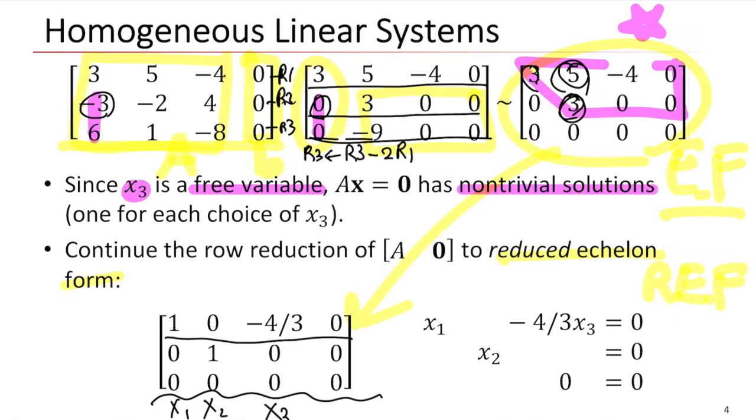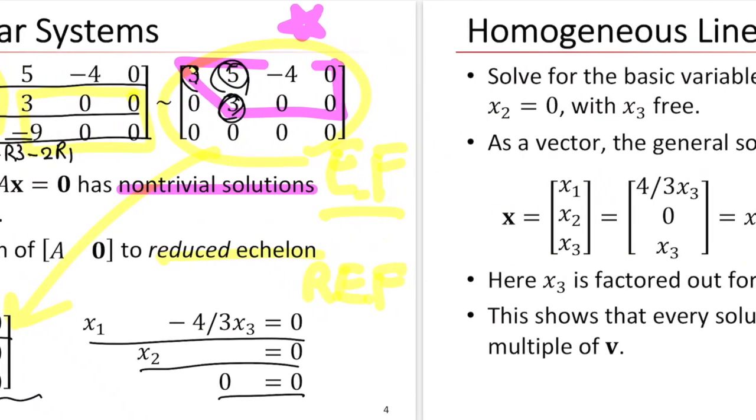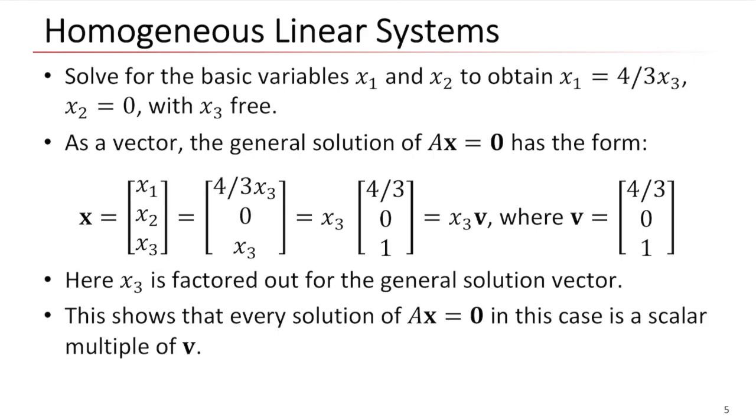In the first row, x1 minus 4 over 3 times x3 is equal to 0, x2 is equal to 0, 0 is equal to 0, right? So in this case, x1 and x2 are basic variables, and x3 is a free variable. Then x1 can be represented in terms of x3, looks like this and like this.